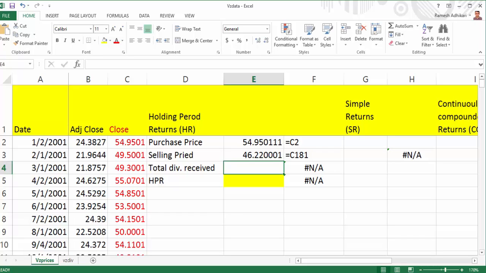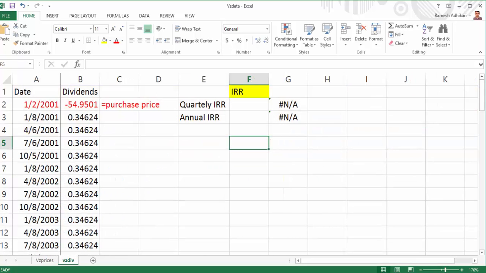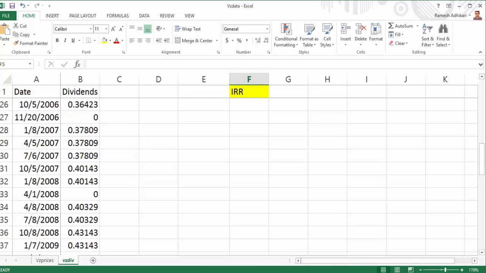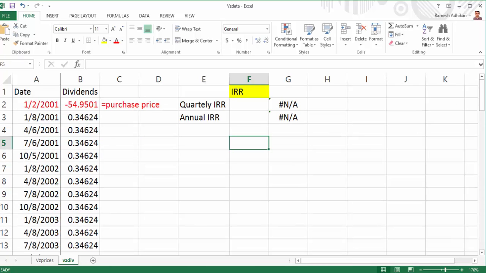Now the total dividend received. How much dividend did Verizon provide during the whole holding period? And as you know, we have the dividend data in the next Excel sheet here. And I also have the purchase price and the selling price for my future IRR calculation. But for now, I'm just going to use the dividend.